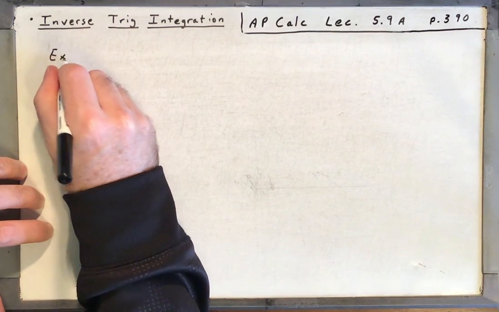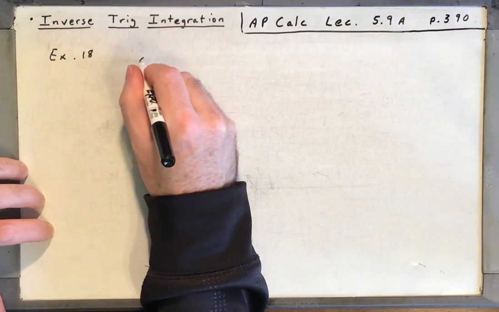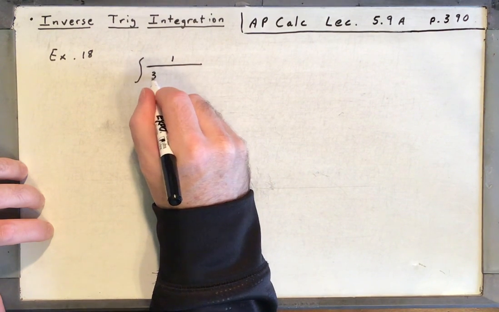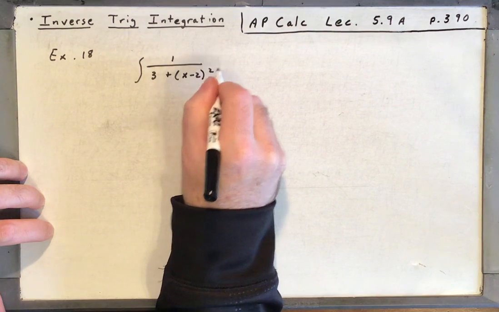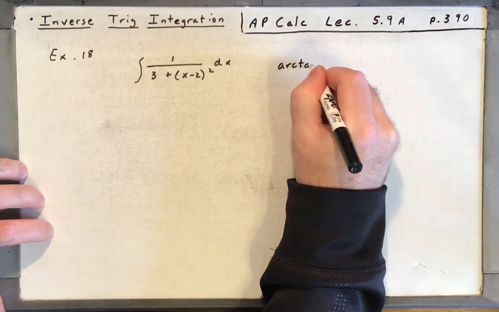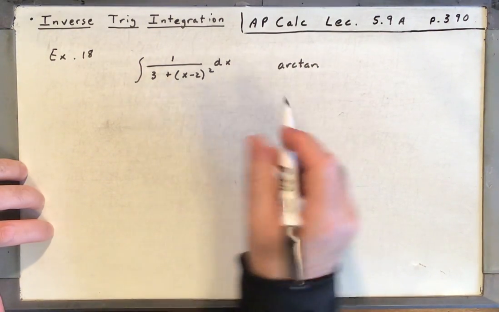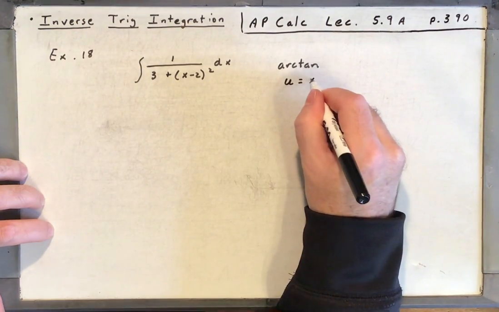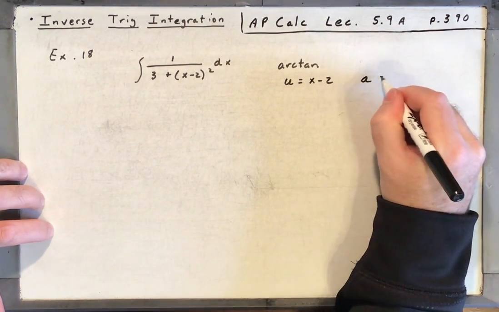All right, our next one comes from number 18 in the book. We're integrating 1 over 3 plus x minus 2 all squared. Now still, this one looks like arctangent. Okay, no radical in the bottom. U is pretty simple. It's just x minus 2. Okay, it's not squared. A looks a little different.